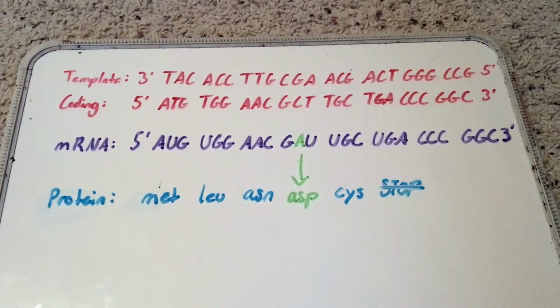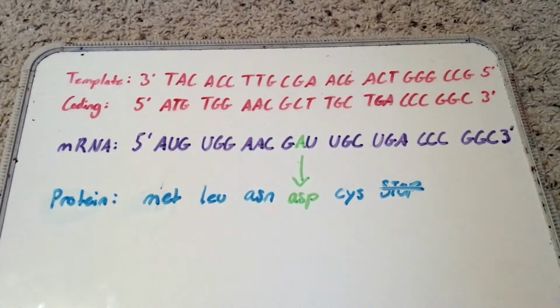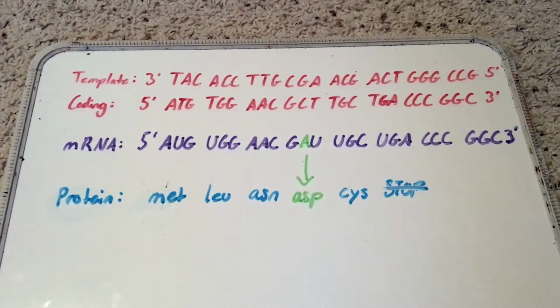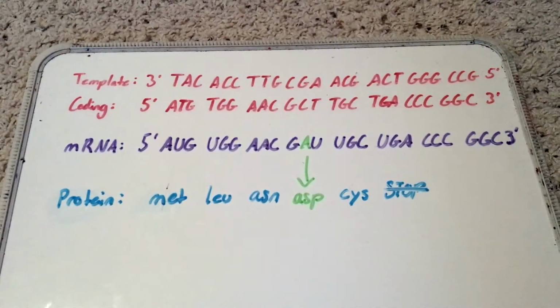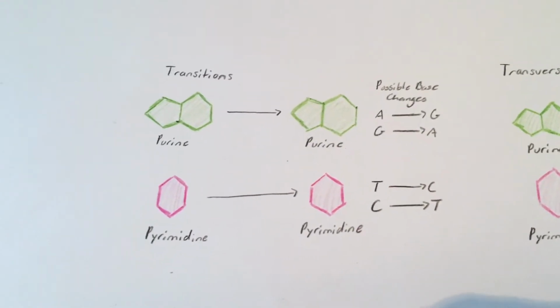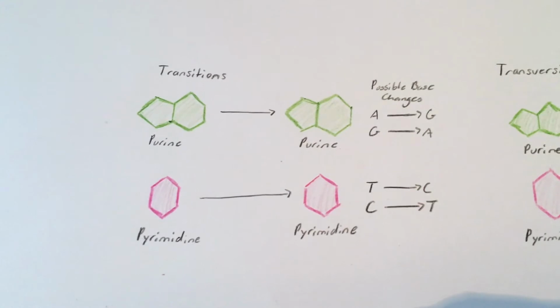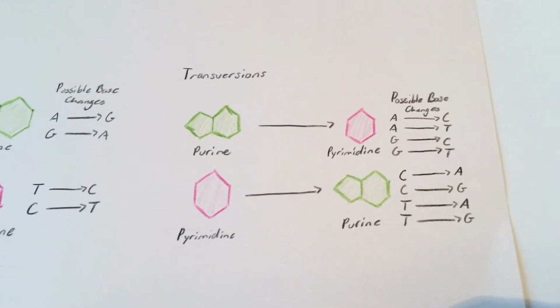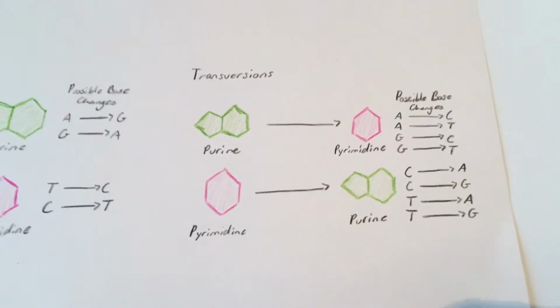Sometimes mutations can occur either during DNA replication or during transcription. One common type of mutation is a point mutation, which occurs when one base in the DNA sequence is substituted for another. When this substitution occurs between two purines or two pyrimidines, it is referred to as a transition, whereas a substitution between a purine and a pyrimidine is called a transversion.